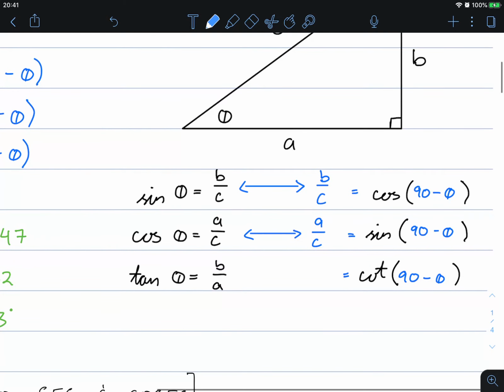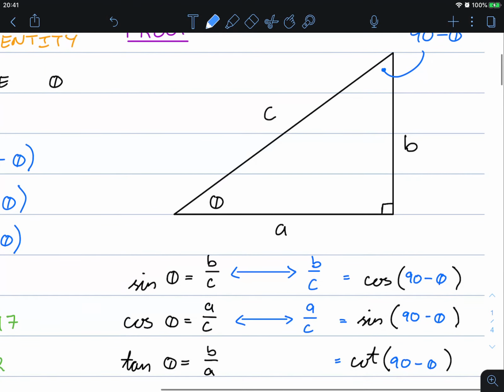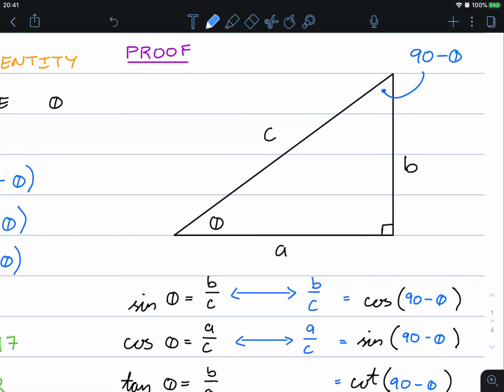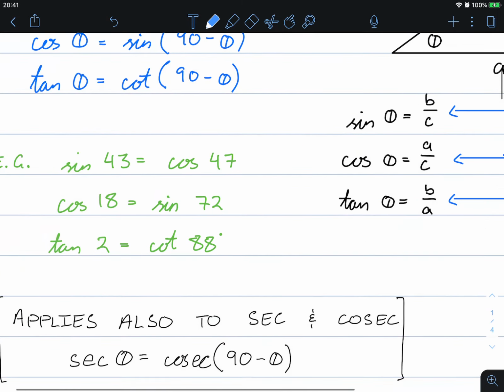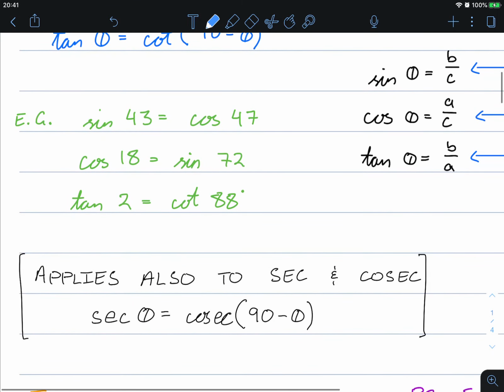And lastly, if we do cotangent of this angle, so normally if we do tan of this angle, it's opposite over adjacent. But in this case, it's going to be adjacent over opposite. So it's going to be B over A. And if you take a look, it's the same value. And we could apply this also to secant and cosecant.